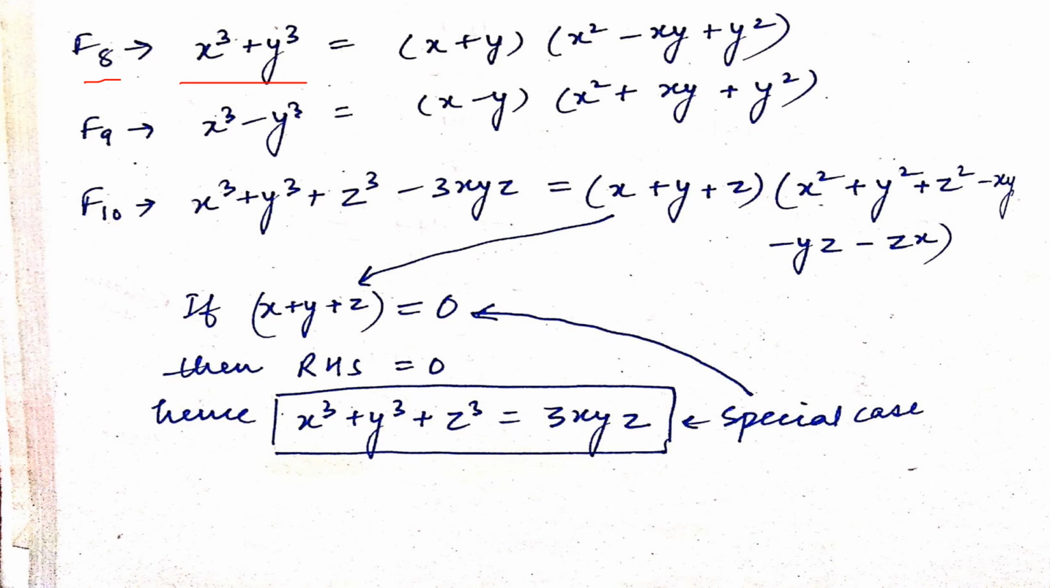This is different from (x+y) whole cube. Try to understand the difference. (x+y) whole cube is the factor form and x cube plus y cube is the expanded form. The formula of this one is different: (x+y) bracket close, next bracket x square minus xy plus y square.